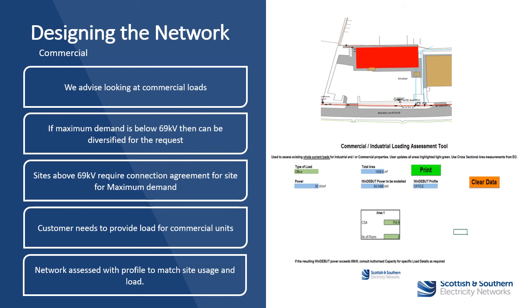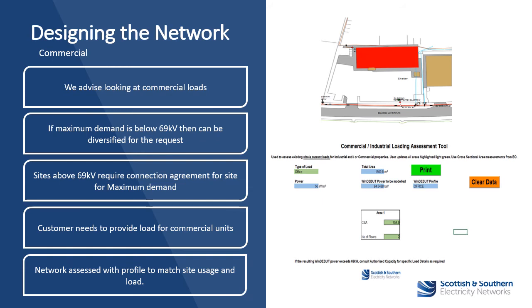We can assess commercial loads on the network as we assess existing loads. Anything below 69 kVA, we assess with a watts per meter squared. So the example that I've got there on the screen is basically our Dundee depot office, and that comes out with a watts per meter squared just under 85 kVA. However, what that's not taken into account is the fact that there's at least four EV chargers out the front of our Dundee office. So it's not taking the likes of that into account.